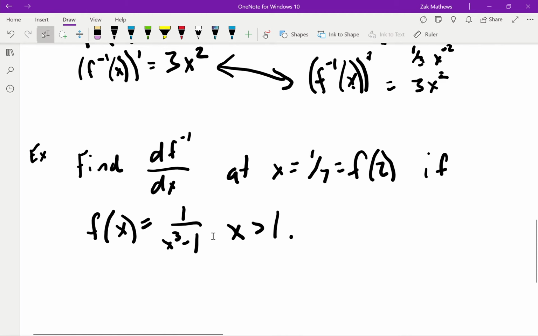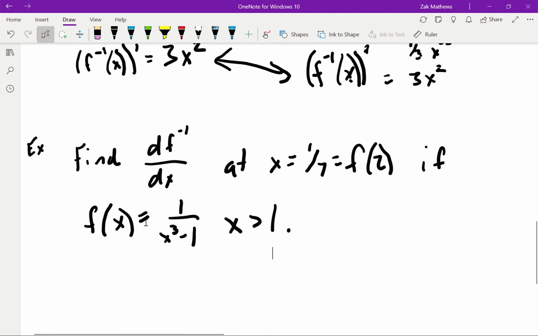That's very similar to what we were just doing a second ago. We have a function given here. Could we find the inverse of this one? Yes, but it's just not as easy as that last one, so I'd rather not, especially because they've given me all the relevant information. What I'm actually looking for is the derivative of the inverse function evaluated at an x value of 1/7.